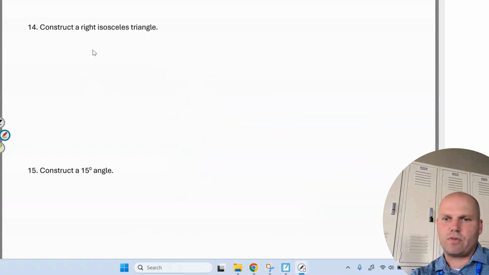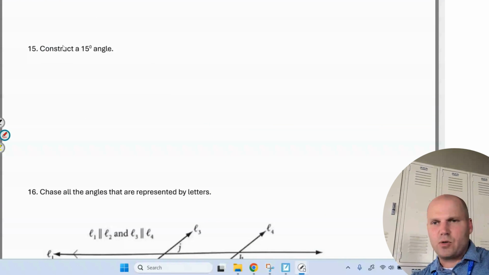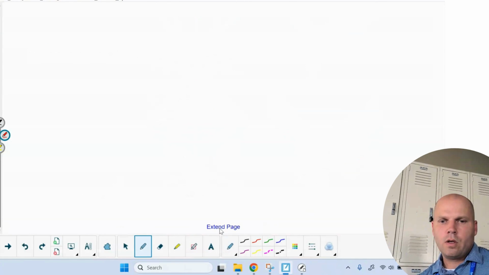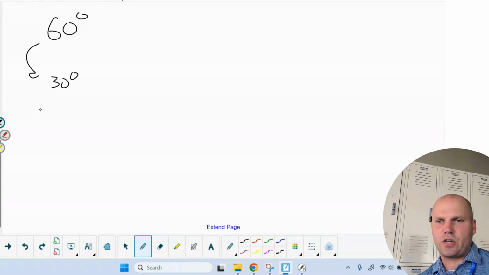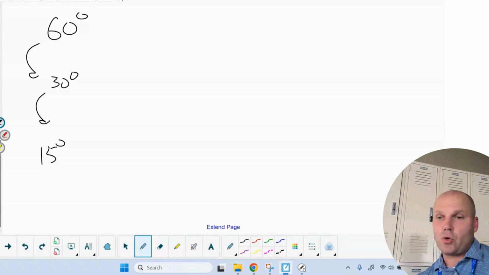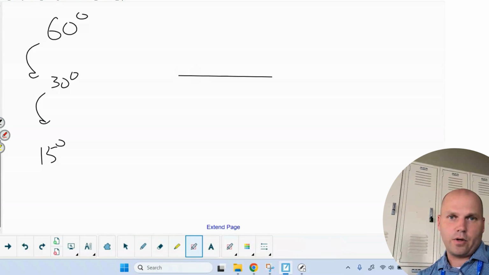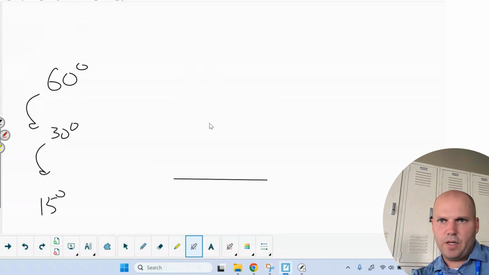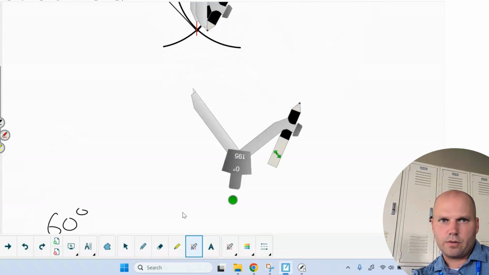And it's just like Mr. Rhombus is helping us. How are we going to do a 15-degree angle? Well, this is tricky. I know that I can create a 60-degree angle. From a 60-degree angle, I could split that in half and create a 30-degree angle. From a 30-degree angle, I could split that in half and create a 15-degree angle. So that's what I'm going to do. I'm going to start with a 60-degree angle. How do I create a 60-degree angle? Mr. Equilateral Triangle is going to help me. Where's Mr. Equilateral? Oh, here it is.